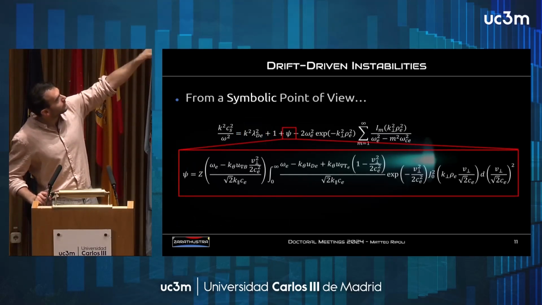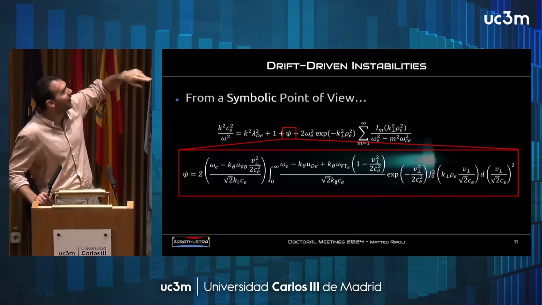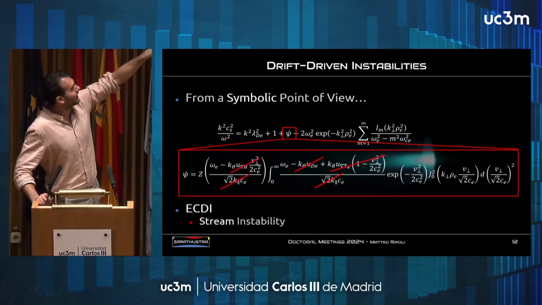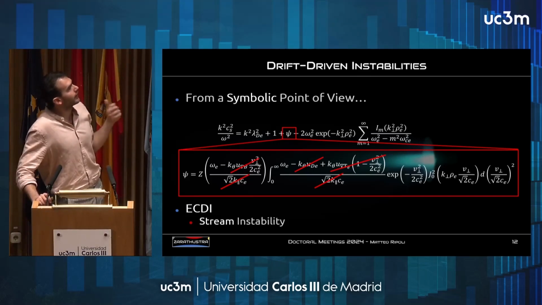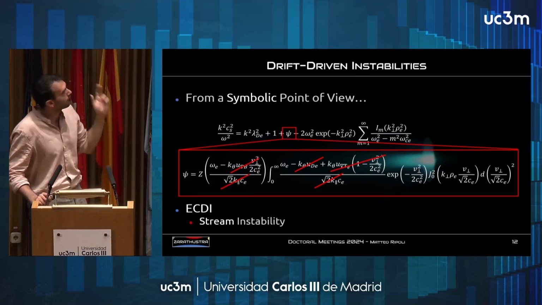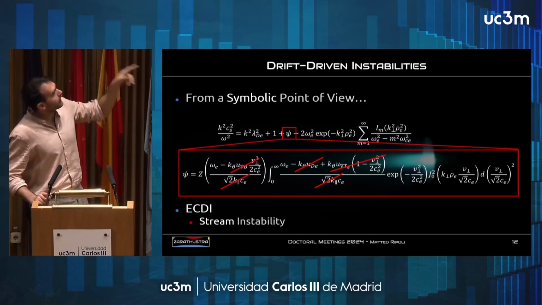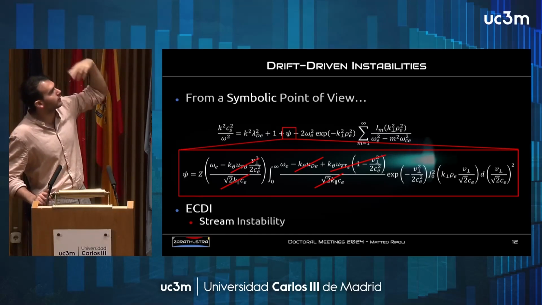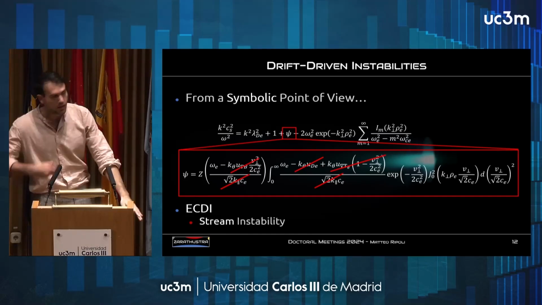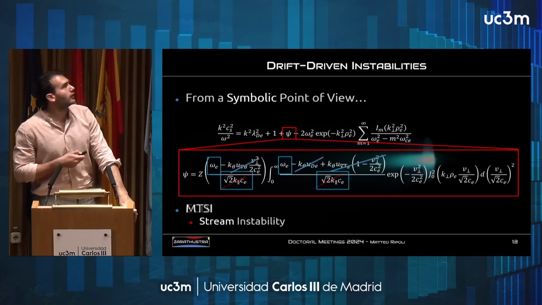Now the psi term is horrible, but what I'm trying to say is that if you simplify this psi in order to consider a homogeneous plasma without parallel propagation, you get the form which is suitable to study ECDI, which is a stream instability, and also an instability that occurs close to resonances with the electron cyclotron harmonics.